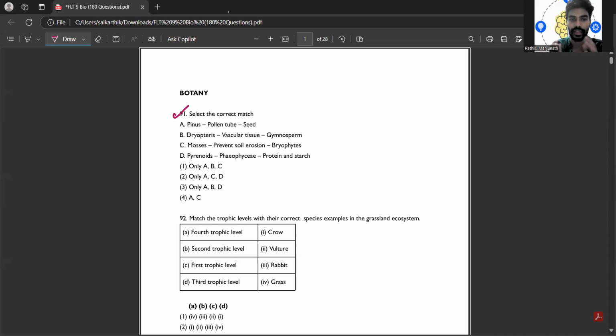So in this botany topic, the 91st question says that we need to select the correct match. Out of these four, which will be the correct match? So A and C will be the correct match. Why? Because A, that is spinous, which is the pollen tube, and C, that is how it has been developed. So this one is correct. The next one is B. Here, bryophytes, they have vascular tissues, is fine, but instead of gymnosperms, they are pteridophytes.